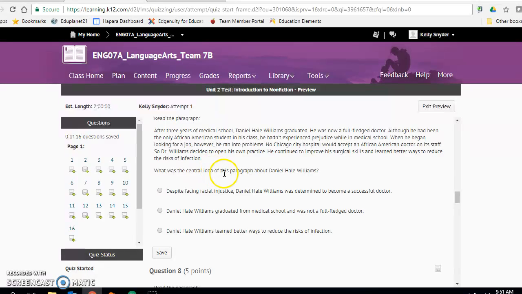What was the central idea of this paragraph about Daniel Hale Williams? Despite facing racial injustice, Daniel Hale Williams was determined to become a successful doctor. Daniel Hale Williams graduated from medical school and was not a full-fledged doctor. Daniel Hale Williams learned better ways to reduce the risks of infection.